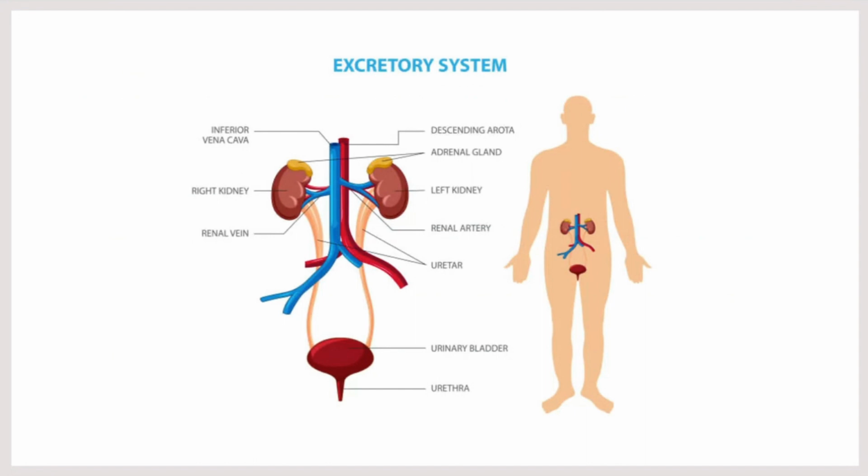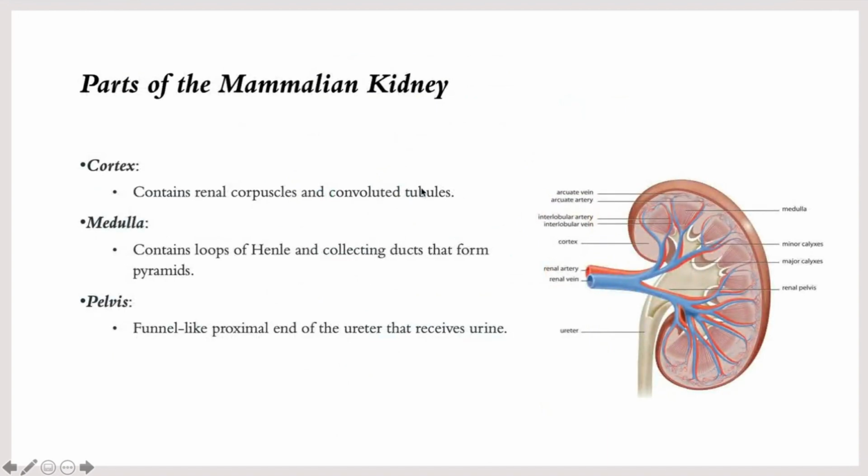It consists of our left and right kidneys, our ureter tube, this tube right here, our urinary bladder, and our urethra. Okay. Now, the parts of the mammalian kidney. So we've got the cortex, we've got the medulla, and then we have the pelvis. So this area here is the cortex. So this pinkish area here is the cortex.